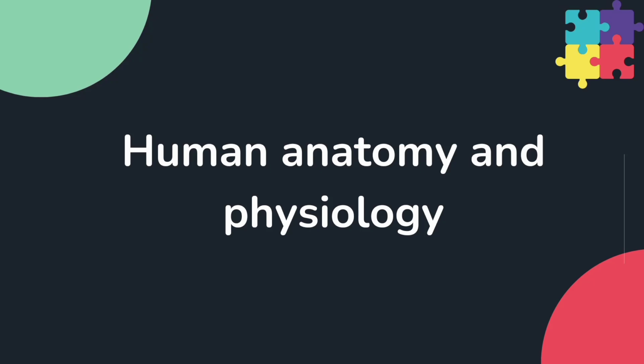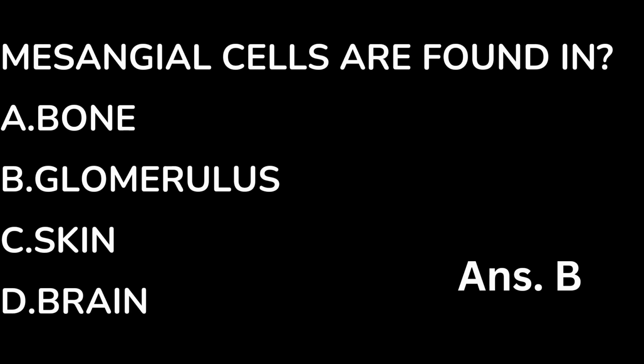So today we are going to discuss MCQs on the subject human anatomy and physiology. The first question, mesangial cells are found in option A bone, option B glomerulus, option C skin and option D brain. Here the right answer is option B, that is glomerulus.